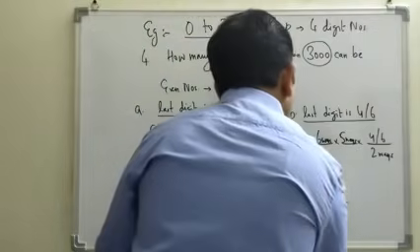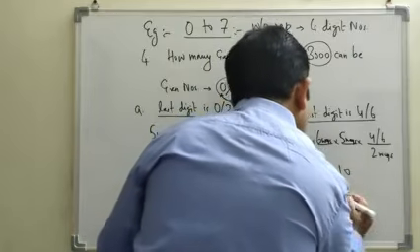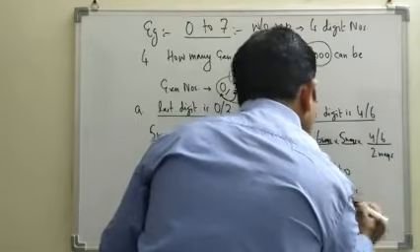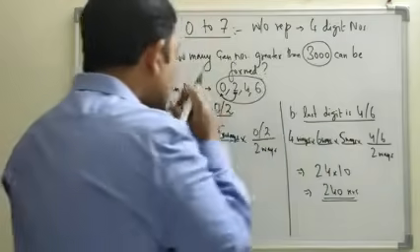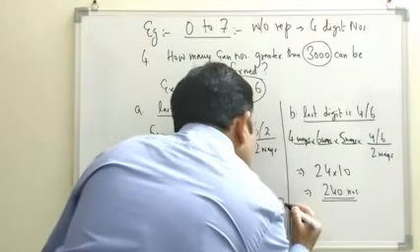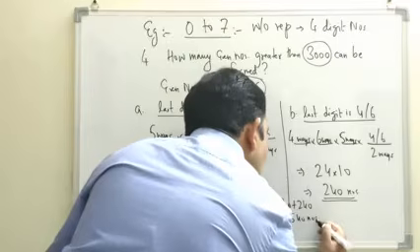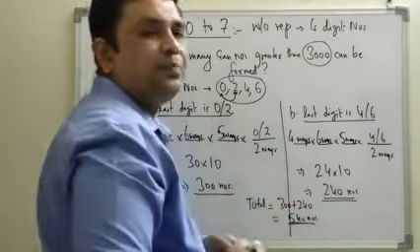So what is the total number of ways? The total number of ways is 24 multiplied by 10. The total number of ways is 240. So 240 numbers and 300 numbers. What is my total? My total is 300 plus 240. My total is 540 numbers.